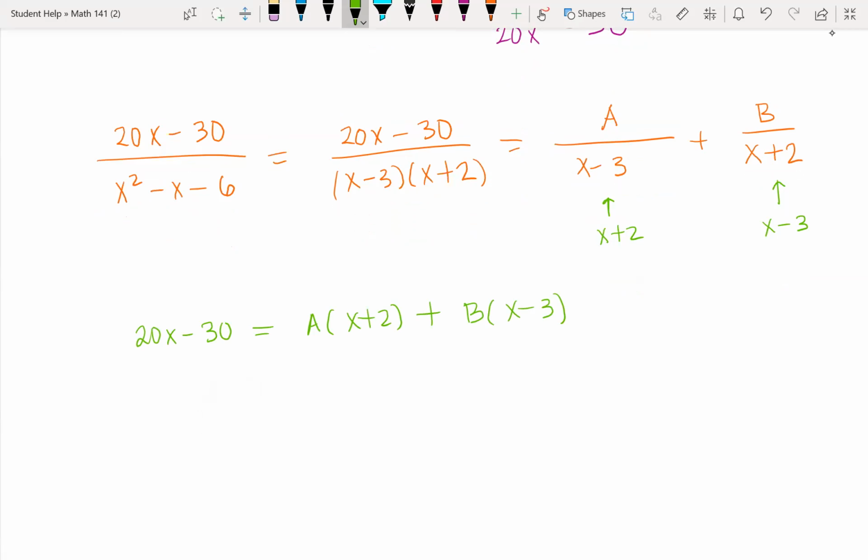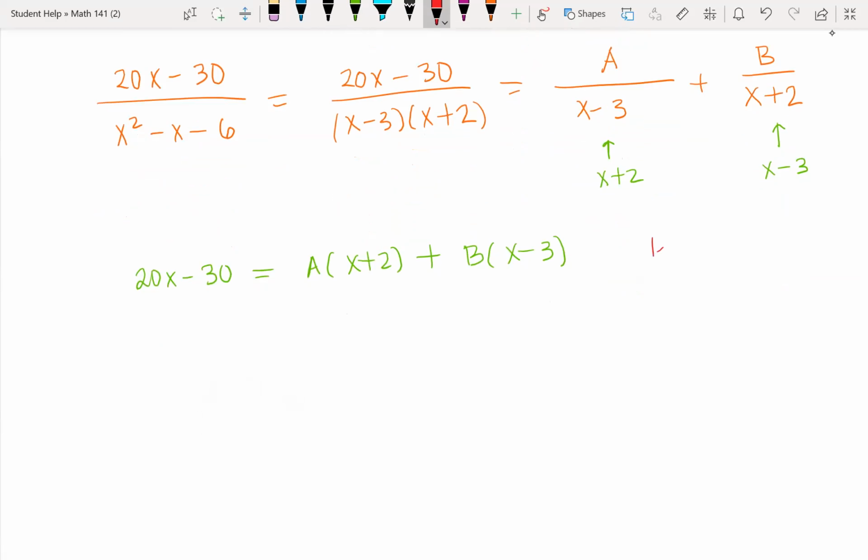Now, this is an example where I can use that trick I was showing you, and we'll do the trick twice. Let's let x equal negative 2. I'm choosing the value that's going to make this change to 0. When I do that, I have 20 times negative 2 minus 30 equals Bx minus 3B.